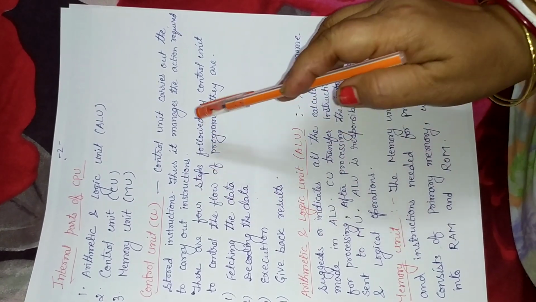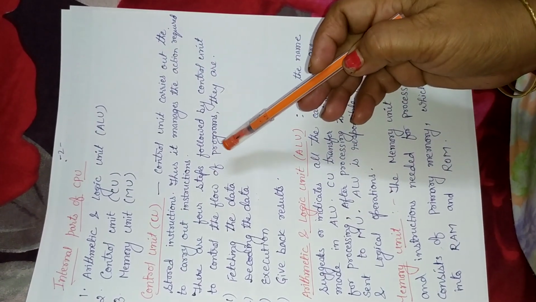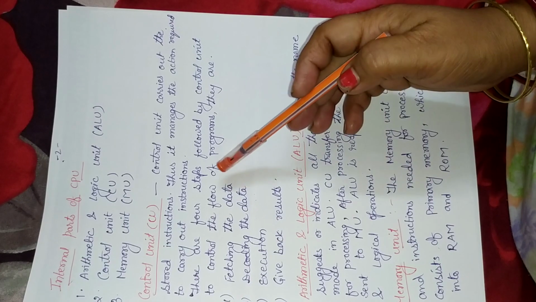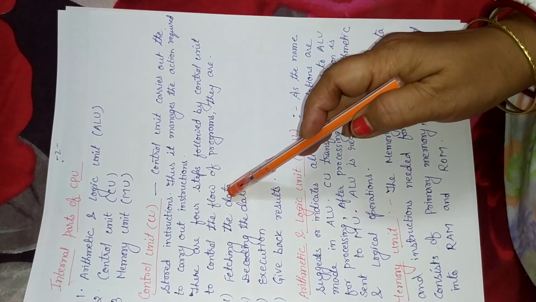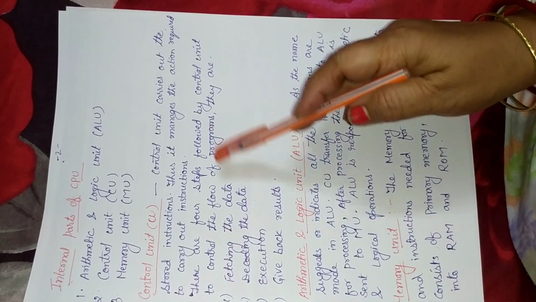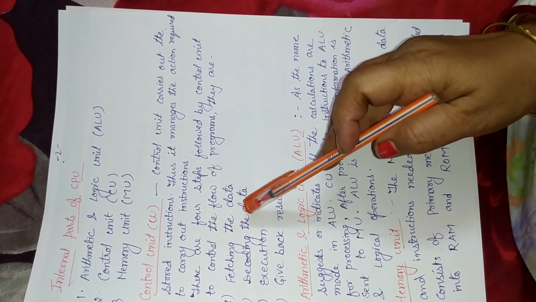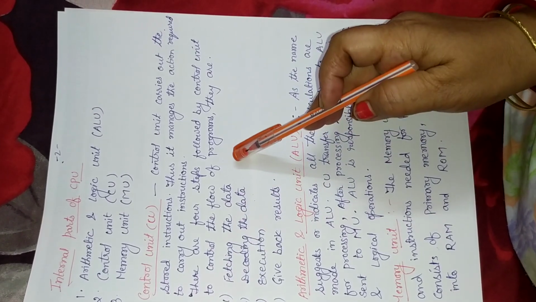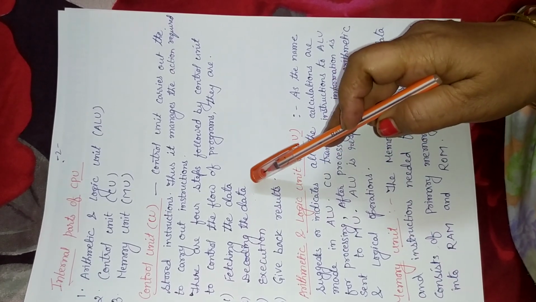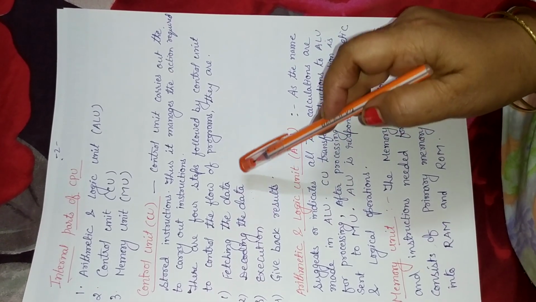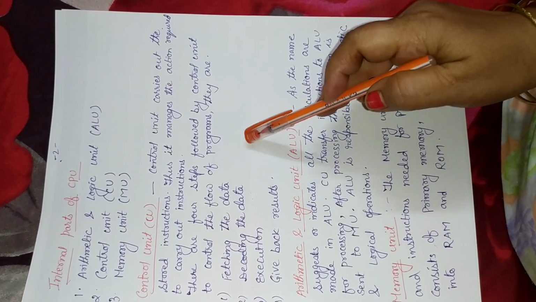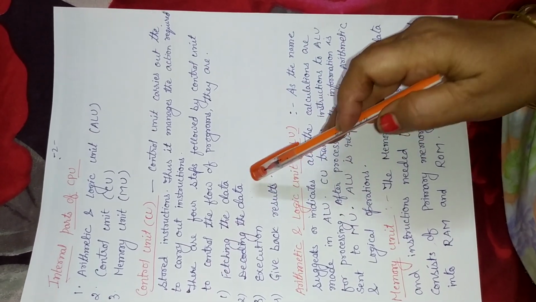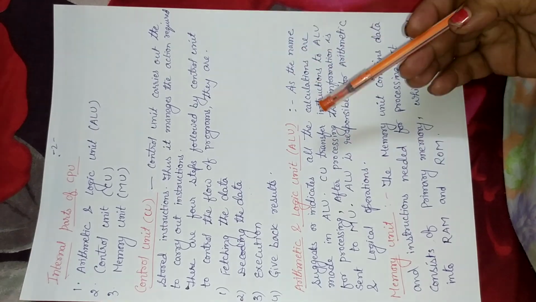Control unit, CU. CU carries out the stored instruction, thus it manages the action required to carry out instruction. During this process, there are 4 steps which it executes while controlling the flow of program, that is fetching the data. Fetching the data means it carries the data from the input device, decoding the data, it converts the data which is given by the input device into machine language so that machine can understand it, and after that it executes the process and gives back the result to the user.